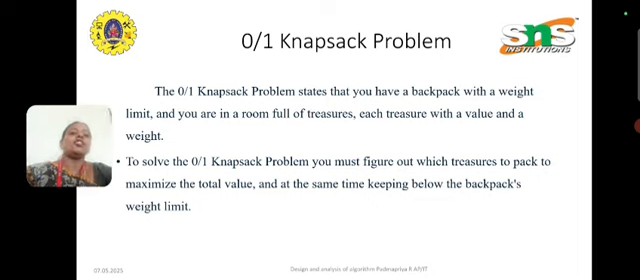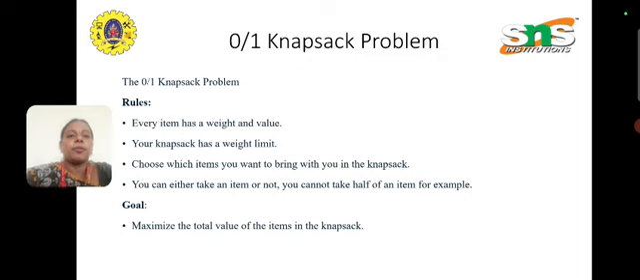To solve the 0/1 knapsack problem, you must figure out which treasures to pack to maximize the total value while keeping below the backpack's weight limit. What are the rules we follow in the knapsack problem? First rule: every item has a weight and value. Your knapsack has a weight limit. Choose which items you want to bring with you in the knapsack.